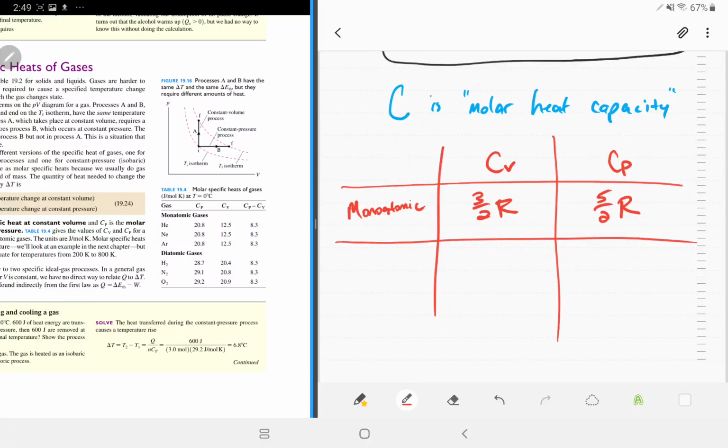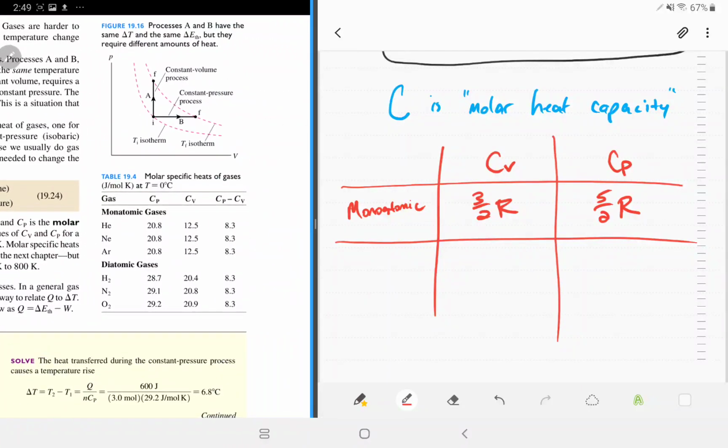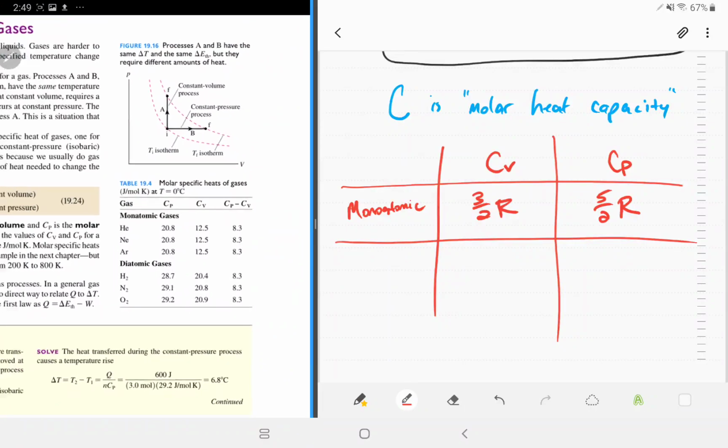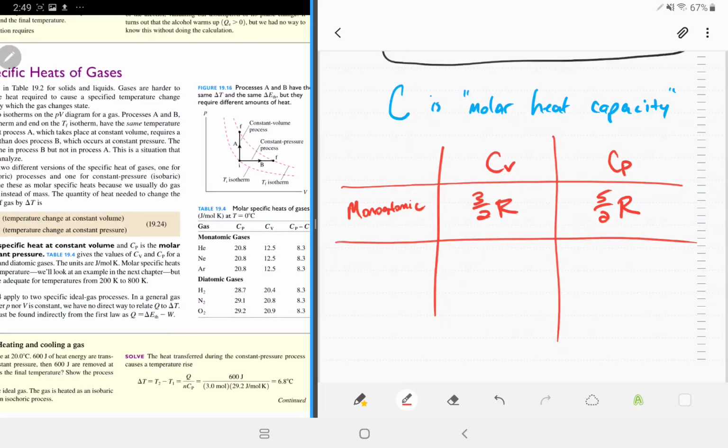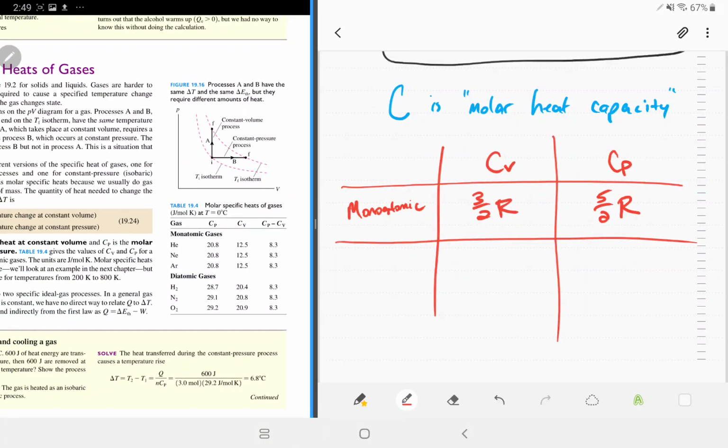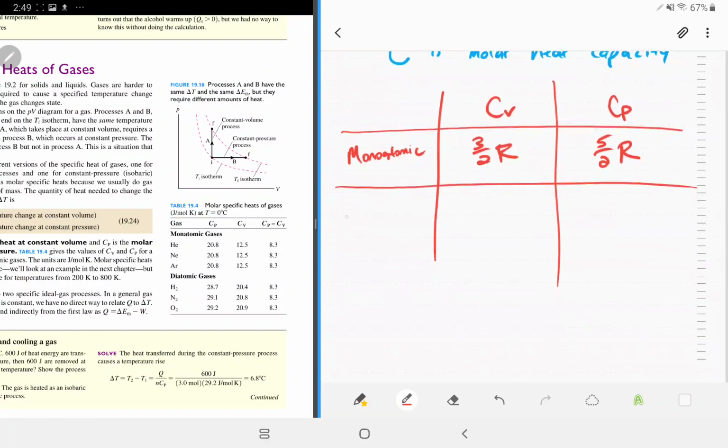Your book just kind of says that we can measure these things and, oh, look, there's a pattern here. It's trying to get you excited about chapter 20. So I'm just giving you a theoretical result, even though we'll hold off on explaining it for chapter 20. Now for diatomic gases, and really anything more complicated, any polyatomic gas, the value of CV depends on temperature.